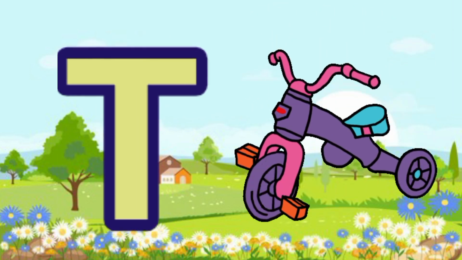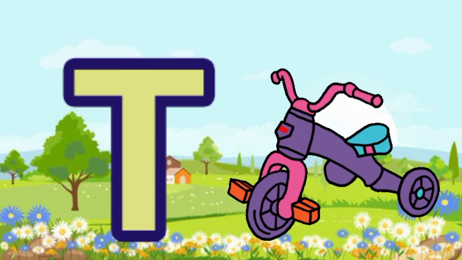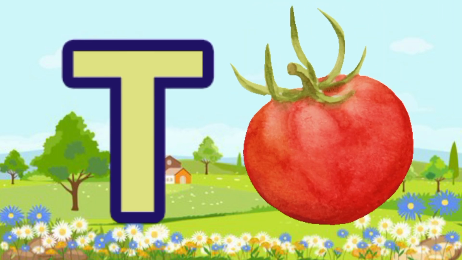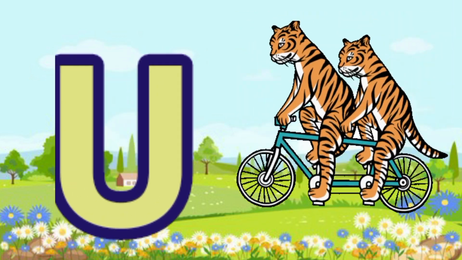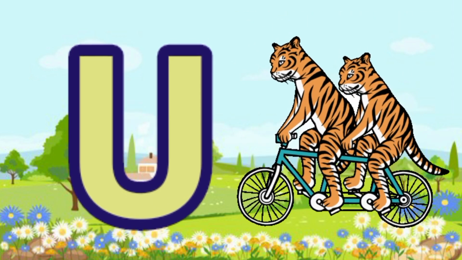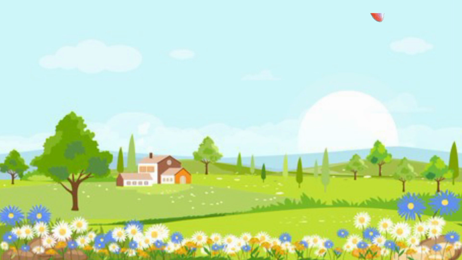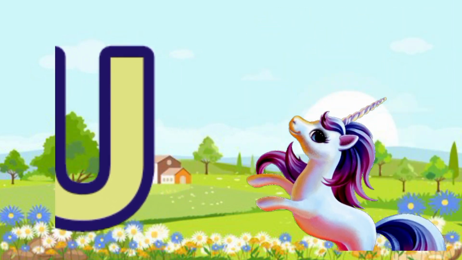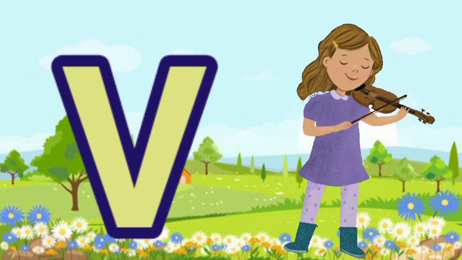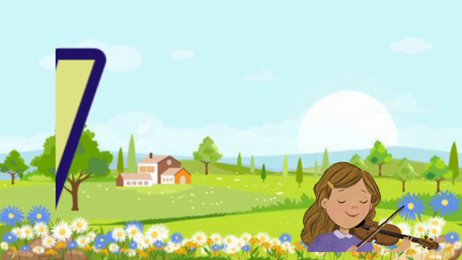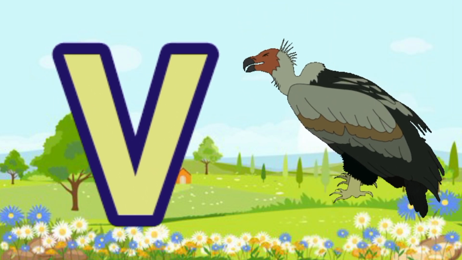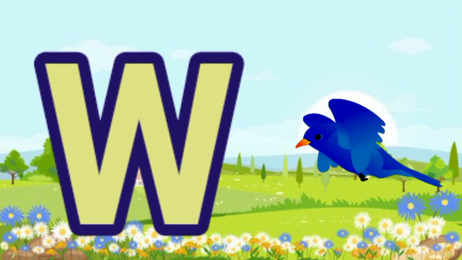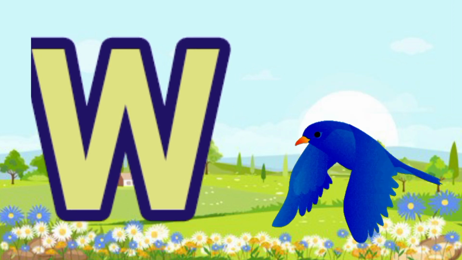T for toy. T for tomato. U for unicycle. U for unicorn. V for violin. V for vulture. W for wings.